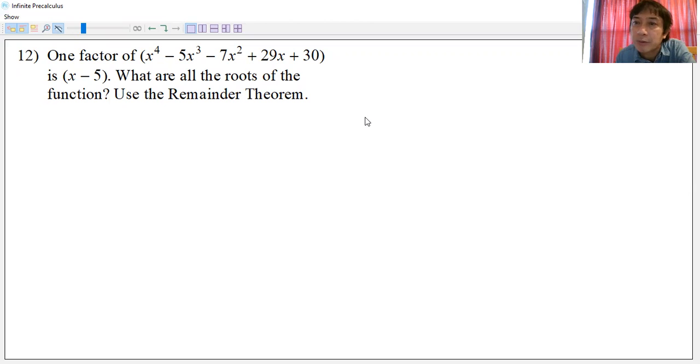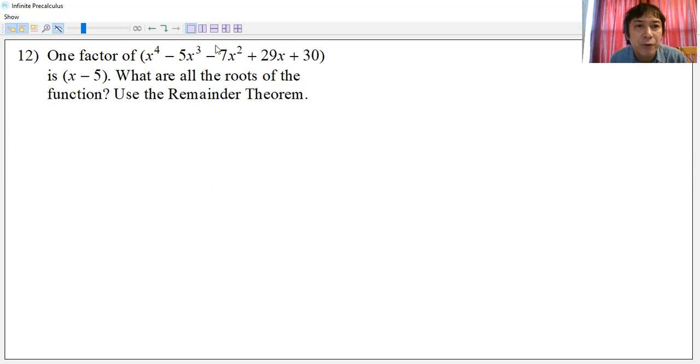Now, to get the roots, that means you should get a zero remainder, okay? Otherwise, if there's a remainder, then that is not exactly divisible by that divisor. All right, so it's given one factor is x minus 5. So that means if we divide it by x minus 5, this polynomial will have a zero remainder. All right, let's find out.